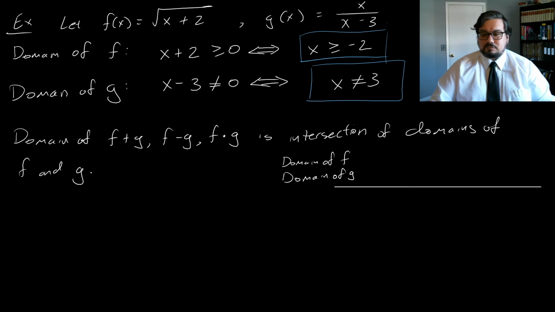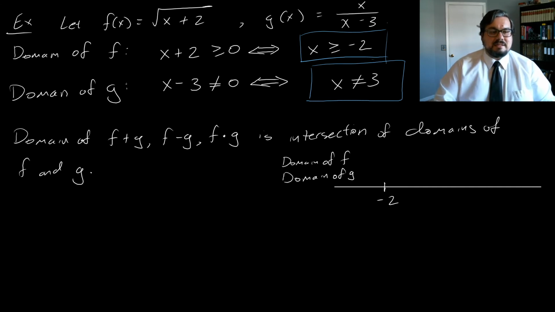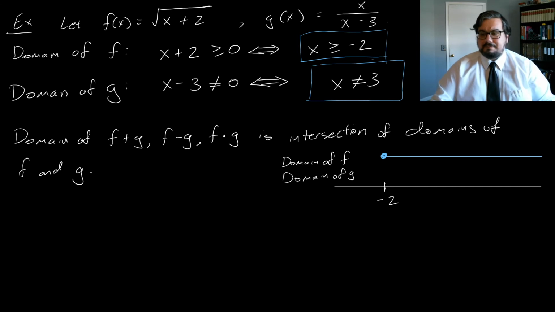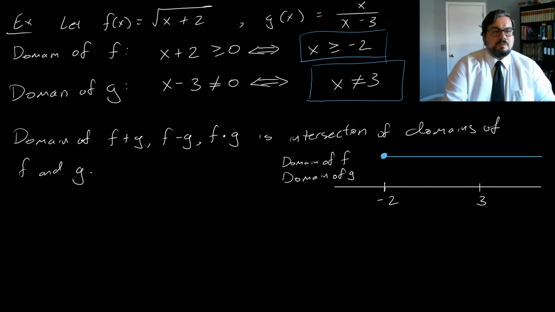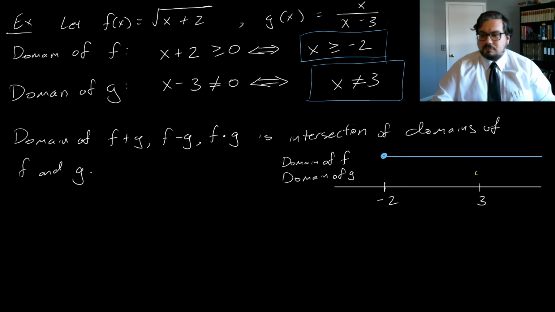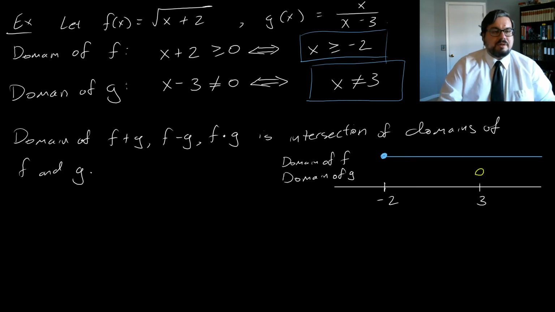So we can see that the domain of f is the set of all numbers from -2 onwards, including -2. Whereas the domain of g is the set of all numbers other than 3. So we can illustrate that domain this way.